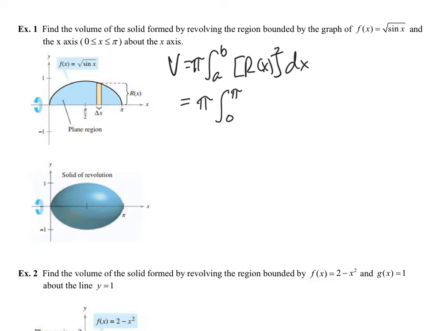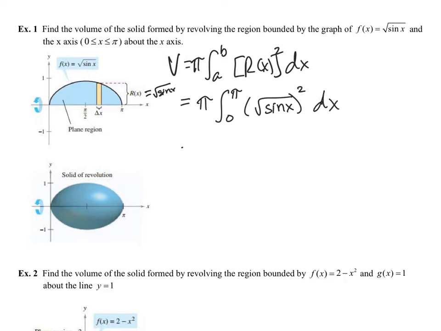Well, r of x is a function value, isn't it? r of x is the function value. It's the output when we put x into this function. So let's just make a note here. r of x is the square root of sine x. All right, so we're going to take the square root of sine x, that is our r of x, and then what do we do with r of x? We square it, so put an exponent of 2, and then don't forget your dx.